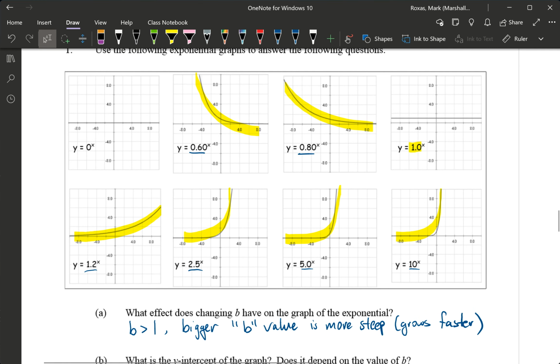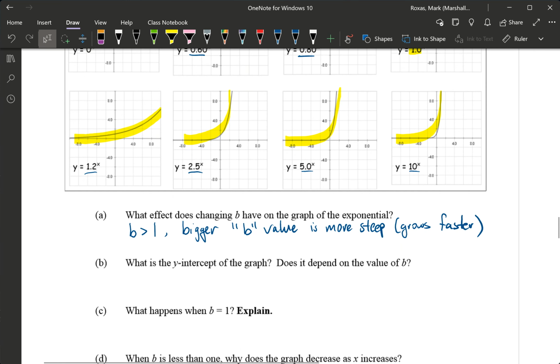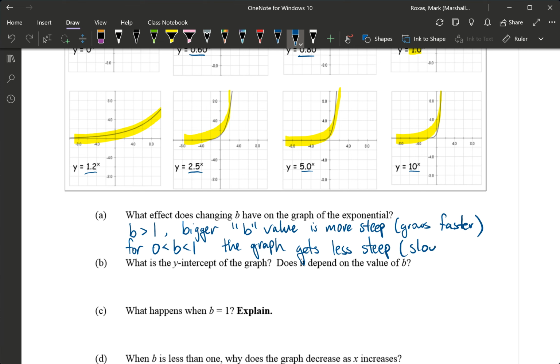In the case where b is less than 1, you can see as b gets closer and closer, from 0 closer to 1, the graph gets less and less steep. So for 0 < b < 1, the graph gets less steep until you reach a flat horizontal line at 1. So less steep, or you can say it's slower.